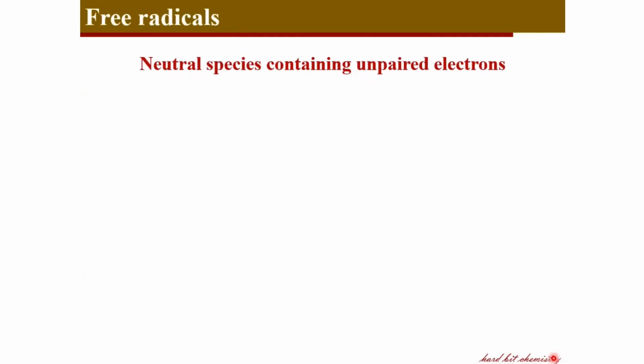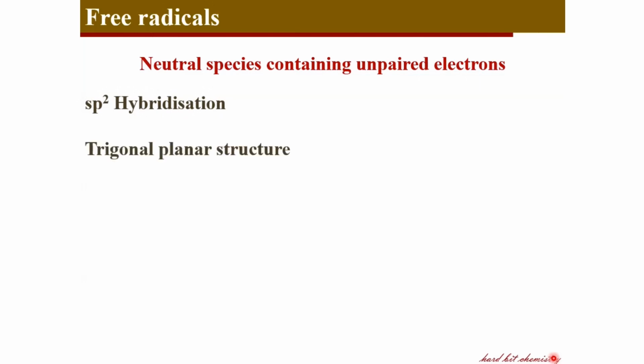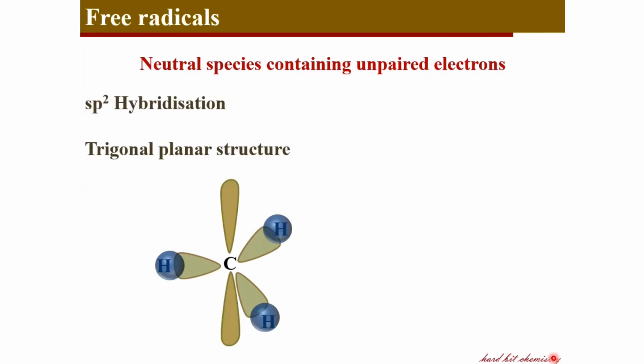And now we move on to free radicals. Free radicals are neutral species containing unpaired electrons. The free-electron-bearing carbon is sp2 hybridized, resulting in a trigonal planar structure like this. As we've seen before, the 1s orbitals of the hydrogens overlap here, and there is a p orbital which occupies the unpaired electron, which gives the species a free radical nature.